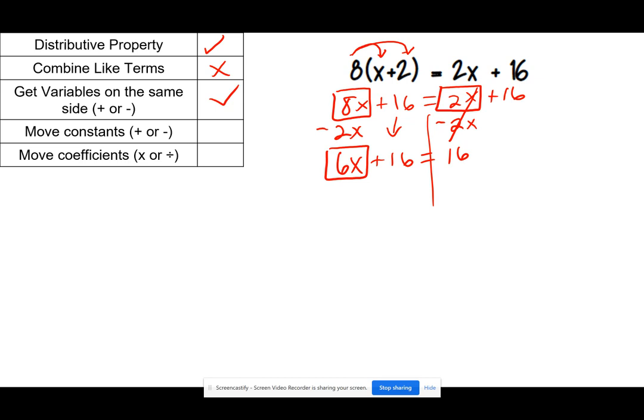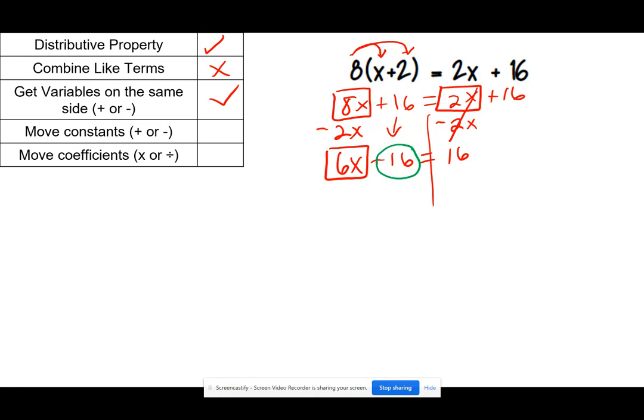So now we have to move the constant. The constant is the number that's by itself on the same side as the variable. Okay, so in this case, our constant is this 16. This one right here. So we want to move it away from the 6x.